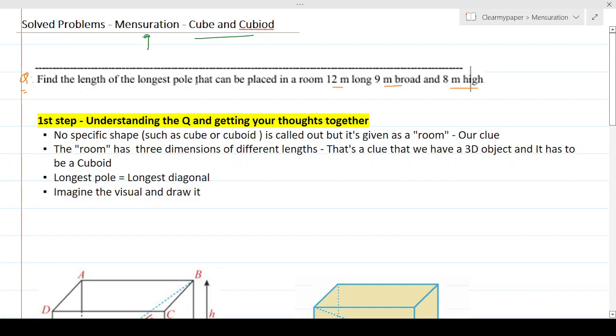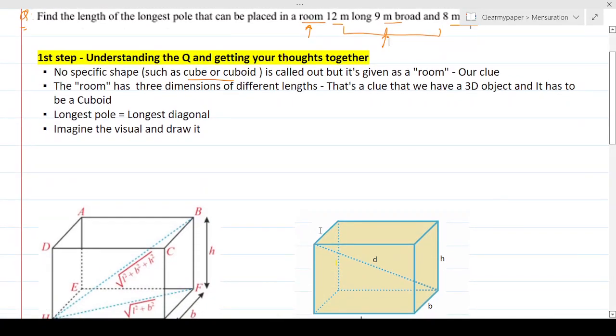We know that they are not talking about a cube or cuboid directly. There is no mention of that, so we don't know the shape, but it's given that it's a room. And when you talk about a room, along with that they give three dimensions: length, breadth, and height. That means in your head you should imagine that any room technically is a cuboid, because it's of this shape, right?